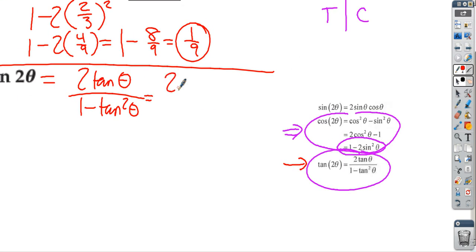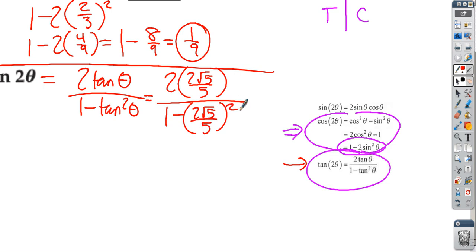So this is going to be 2 times 2 radical 5 over 5 over 1 minus 2 radical 5 over 5, the whole thing squared. So the top one is going to be 2 times 2 radical 5. The 2 times 2 will become 4 radical 5 over 5. I'm just writing that on one line so we can see what we're dealing with on the bottom a little bit easier.